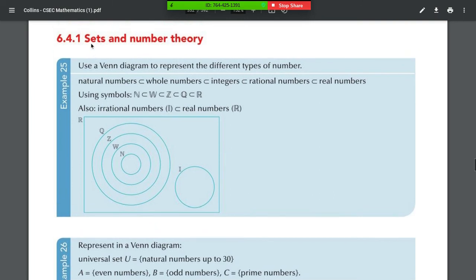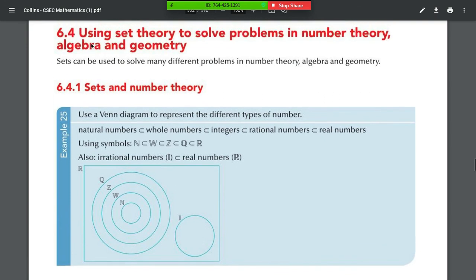So write down the topic for me. Sure. The topic is using set theory to solve problems in number theory, algebra, and geometry. That's what we're going to be looking at next class.